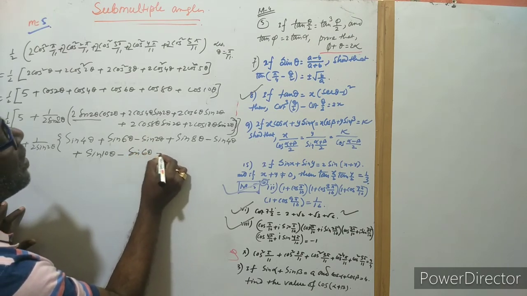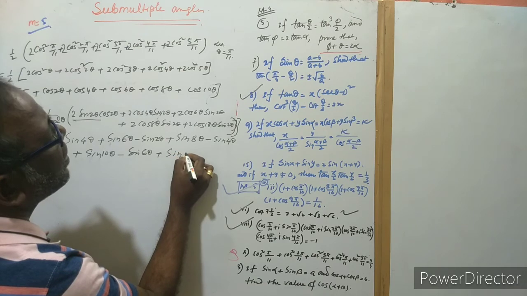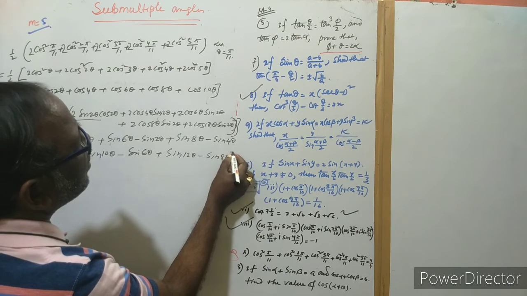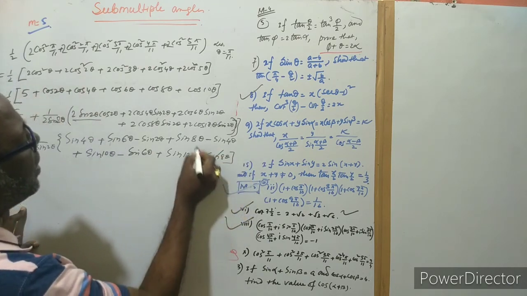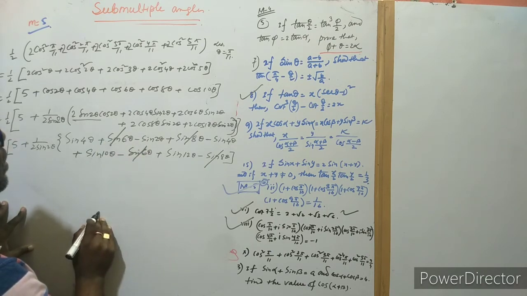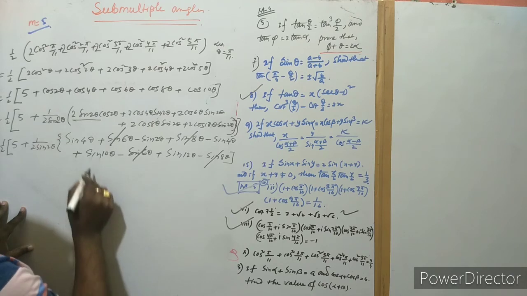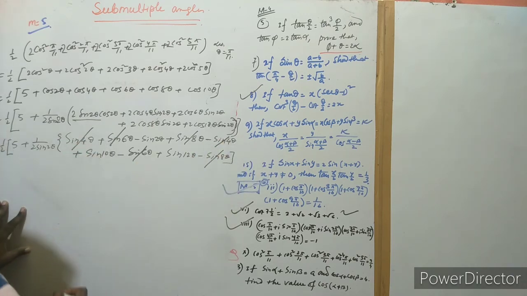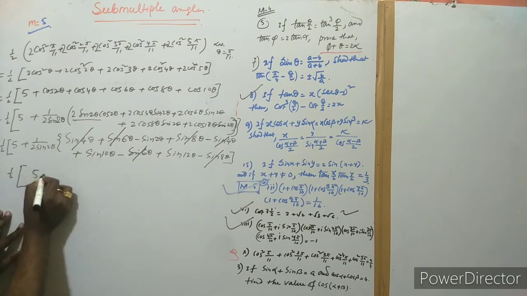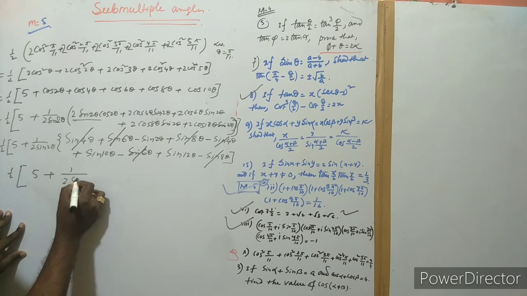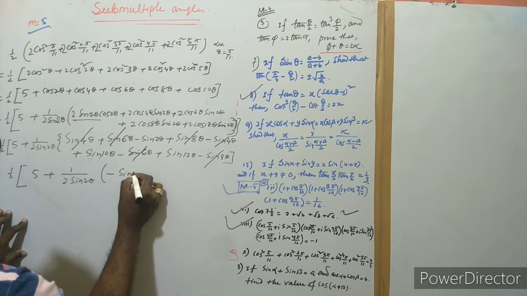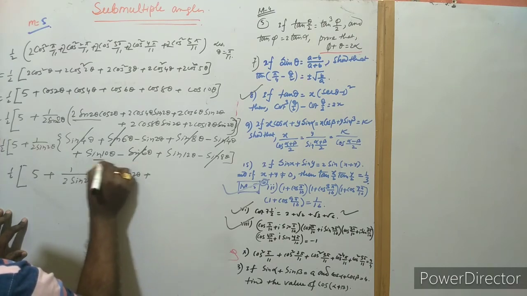This is here sine 12 theta minus sine 8 theta. So the sine 8 theta terms are cancelled, these two sine terms are cancelled, and these sine 4 theta terms are also cancelled. Then 1 by 2, 5 plus 1 by 2 sine 2 theta actually, and this is minus sine 2 theta.